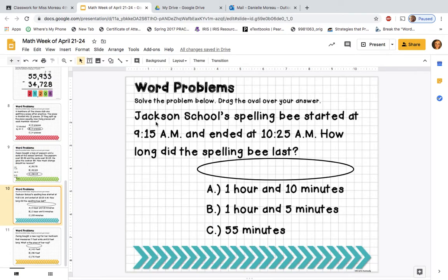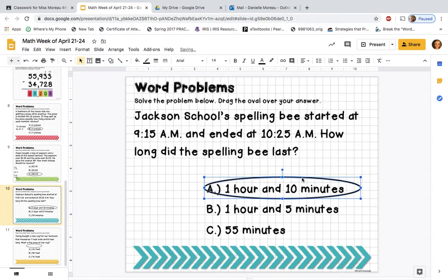Slide number 10 here. Jackson's school spelling bee started at 9:15 a.m. and ended at 10:25 a.m. How long did the spelling bee last? So first, we'll compare our hours. From 9 to 10 would be 1 hour. And then from 15 to 25 is 10. So that means he was in the spelling bee for 1 hour from 9 to 10 and for 10 minutes, 15 to 25. So 1 hour and 10 minutes, A would be our answer.